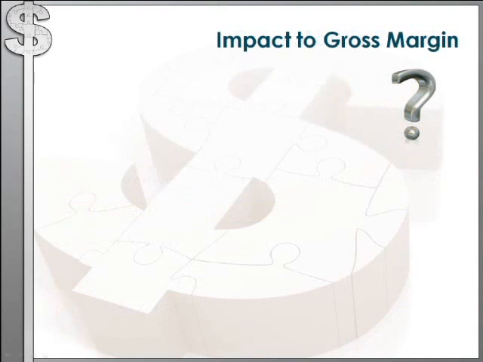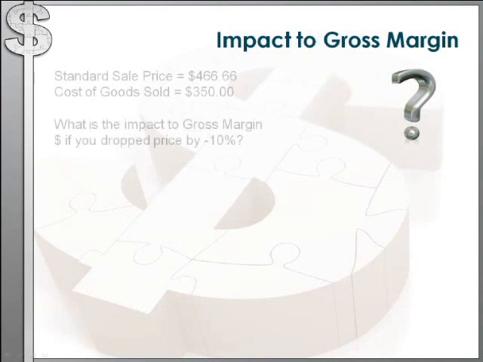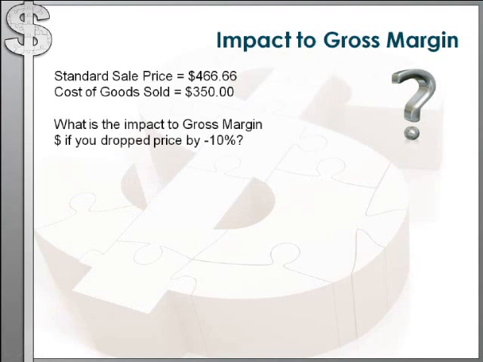Now let's work through an example in which we drop price and see the impact to the gross margin. In this example, we've got a standard sale price of $466.66. Our cost of goods sold is $350. So what happens when we drop price by 10%?